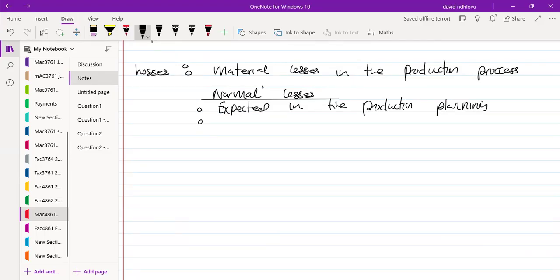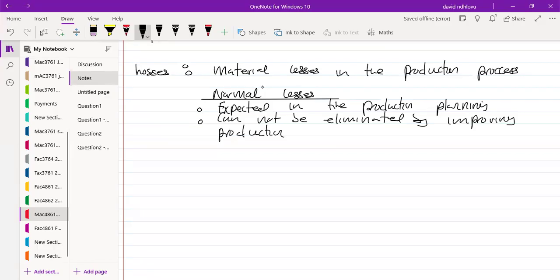Right, then the normal loss we are saying cannot be eliminated by improving production. We are simply saying it is inevitable that you will incur this. So these cannot be eliminated by improving production, so these you have to plan for.